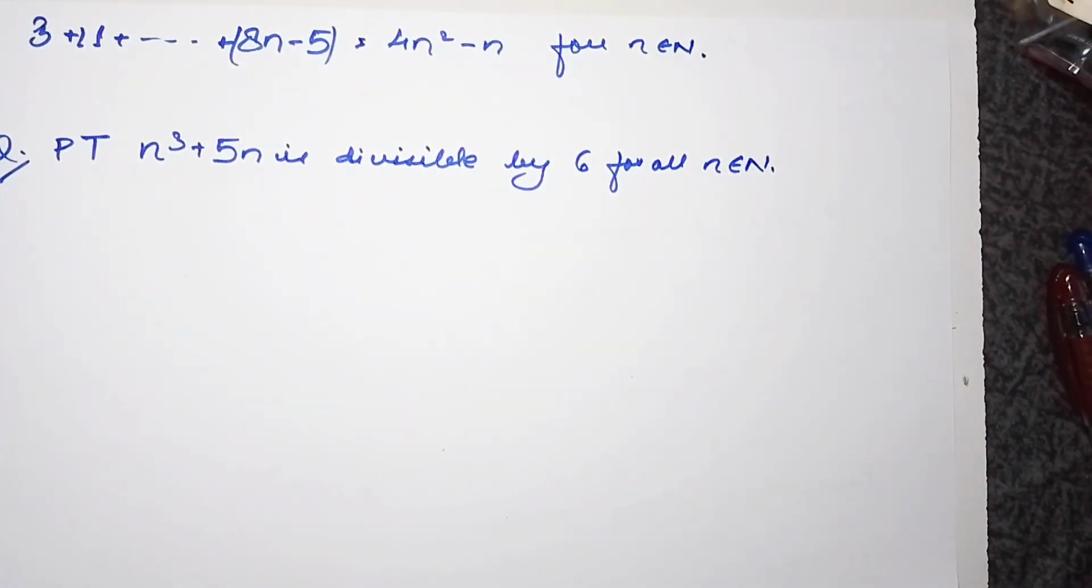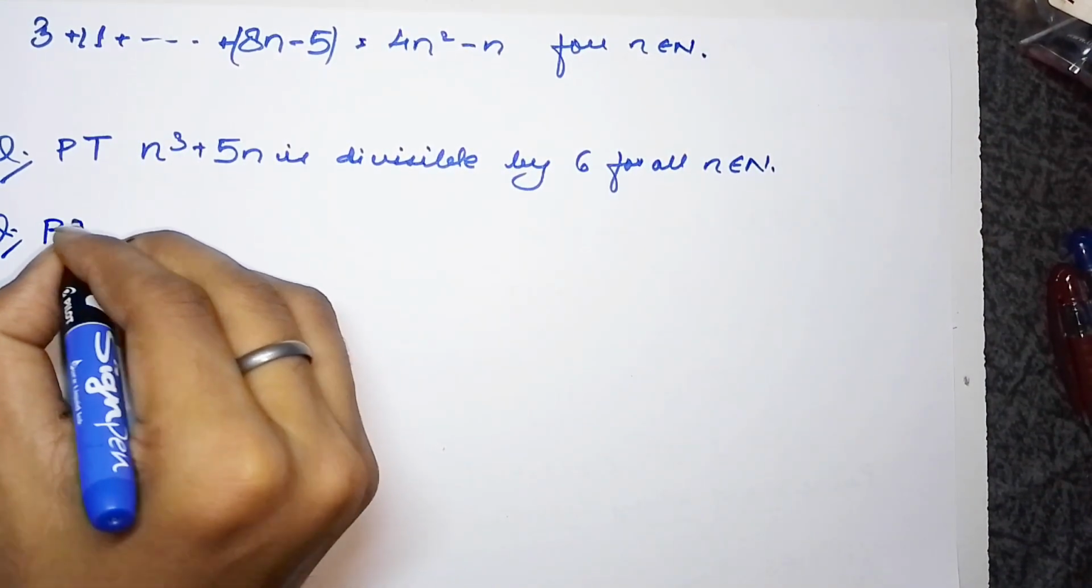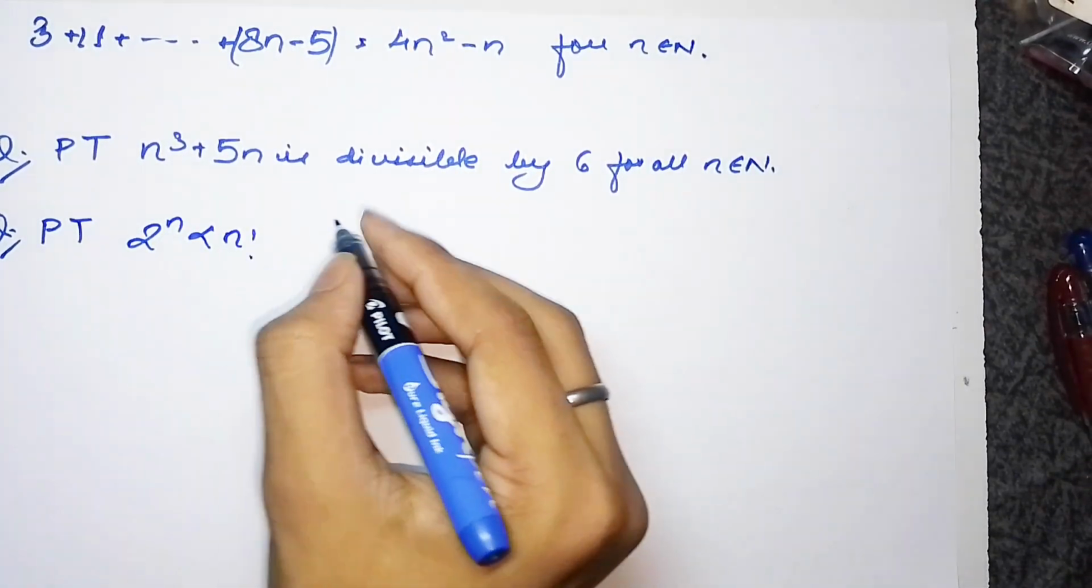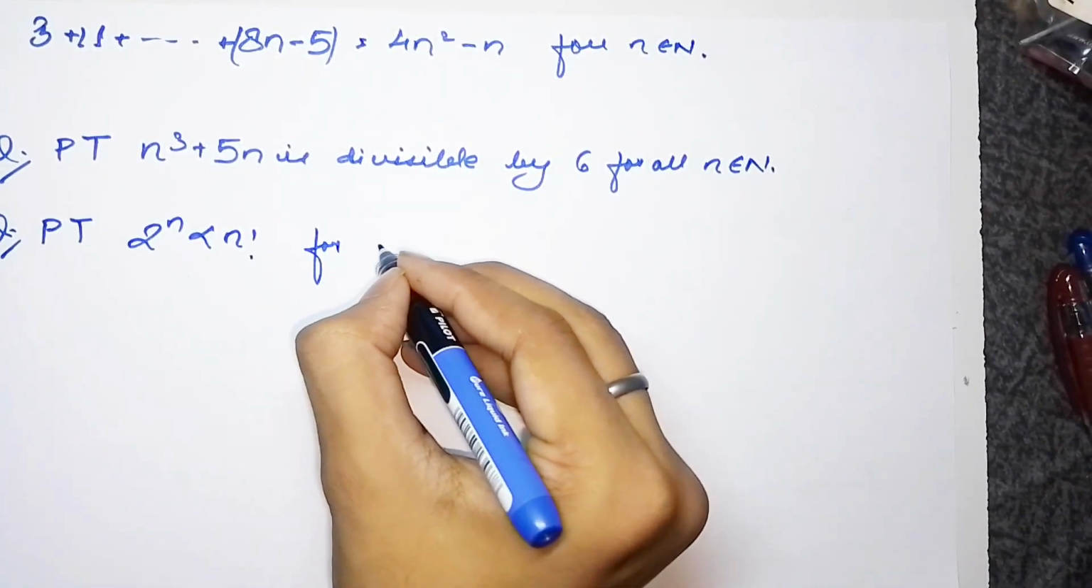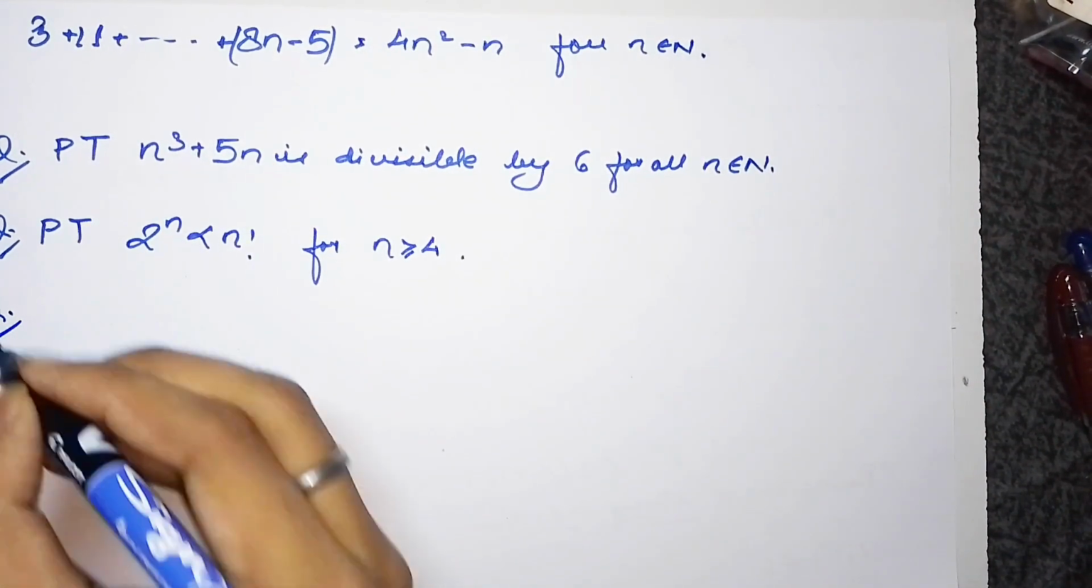Now one problem I would solve with you. So let's go to that problem. Here we have to prove that 2n is smaller than n factorial for all n greater than or equal to 4. Let it also be a homework for you. I believe that you can also do this.